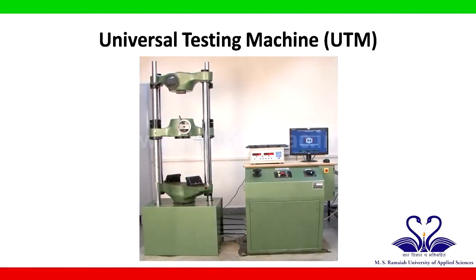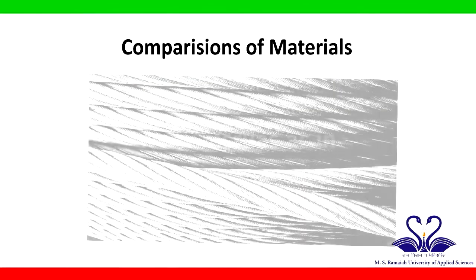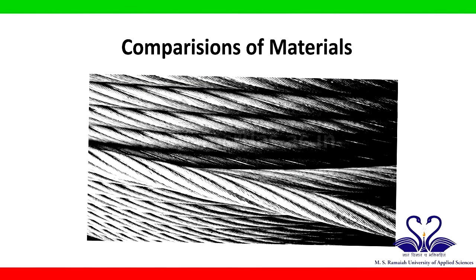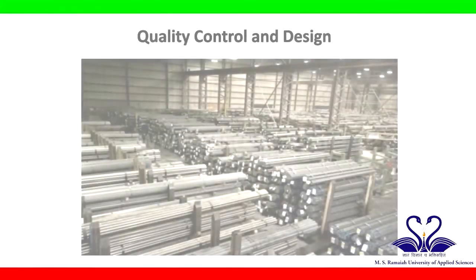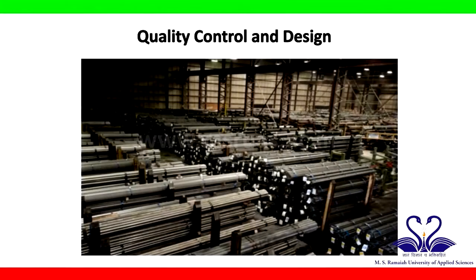Tensile test using UTM. Tension test is the most commonly carried out test in UTM. This test provides information on the strength and ductility of materials under uniaxial tensile stress. This information may be useful in comparisons of materials, alloy development, quality control, and design under different conditions.